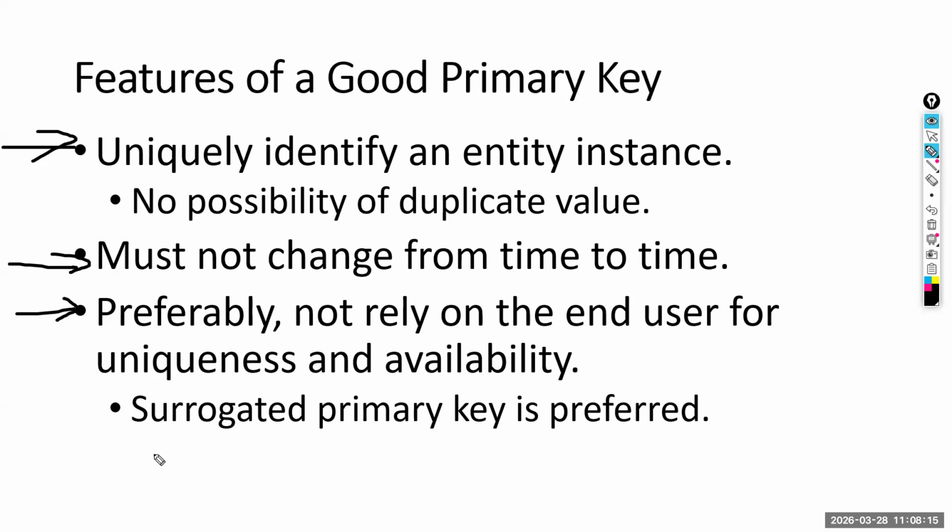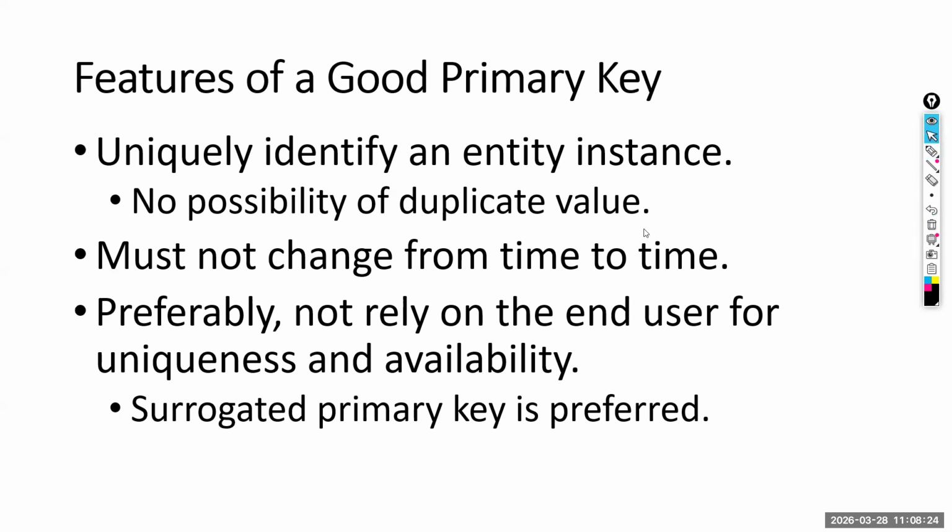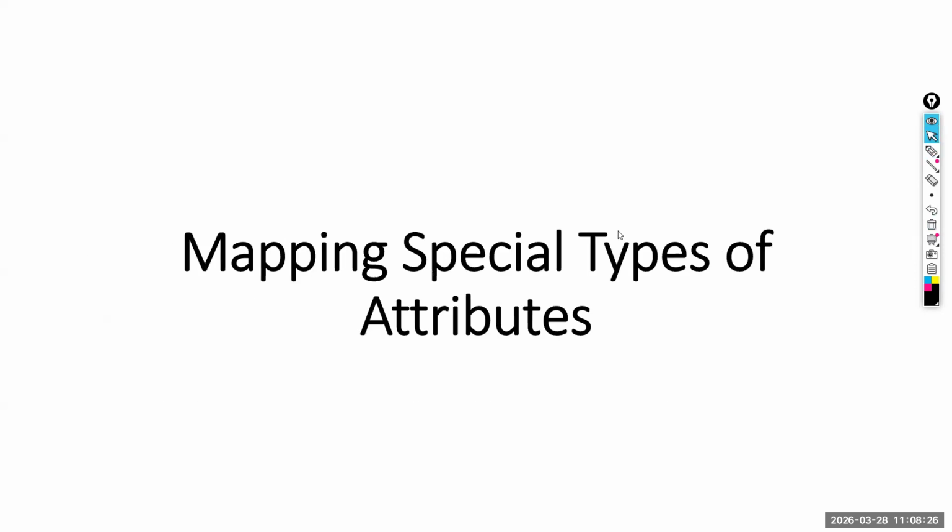So that is why surrogate primary keys are preferred, because it's under our control. Okay. Right. So then how do we map special types of attributes? Remember, we can have derived attributes, multi-valued attributes, composite attributes.